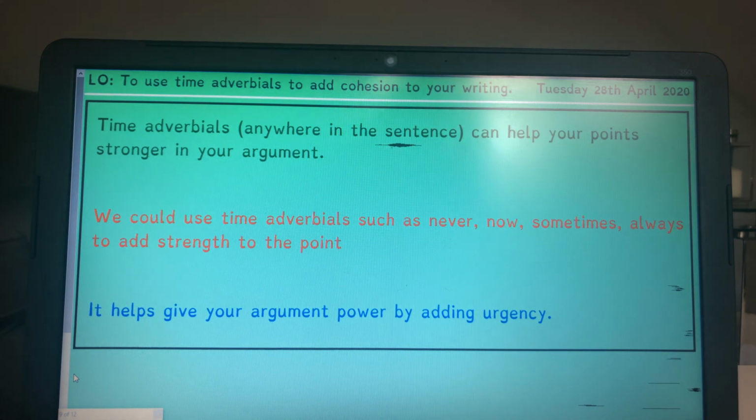Time adverbials can also give your argument power by adding urgency. So if I'm saying, if we don't stop buying tuna that's not sourced responsibly, which doesn't help the dolphins, I might say, this can never happen, or now is the time to act. This is always dangerous for the dolphins. It adds urgency, which helps your reader come to your point of view and think, do you know what? They're right. Because they've added in those words, they're right. It's an emergency. It's urgent.